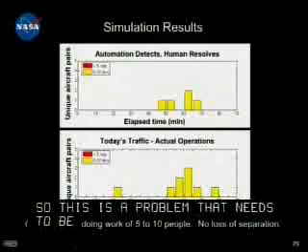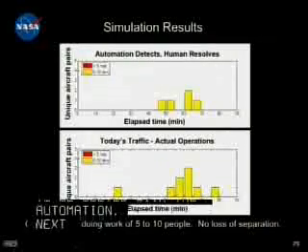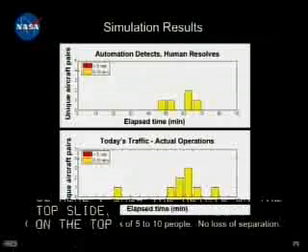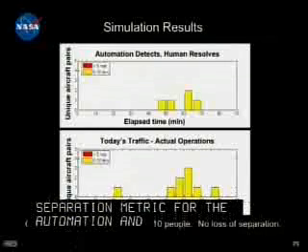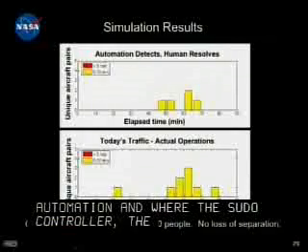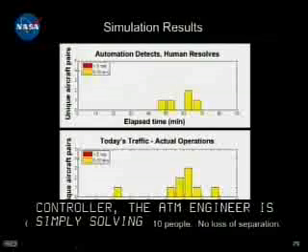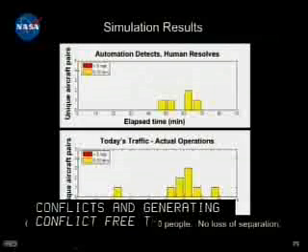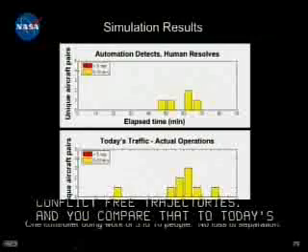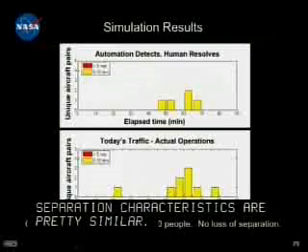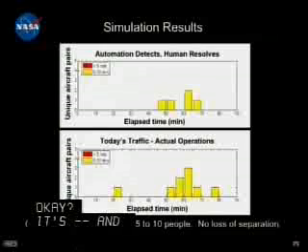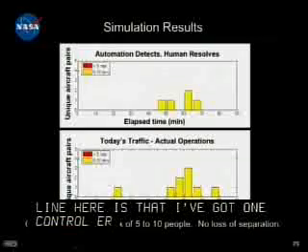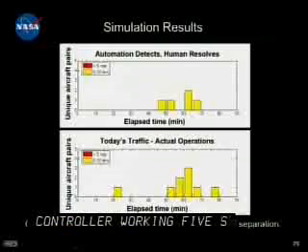Next slide. So here I show the metric. On the top slide, I show the separation metric for the automation, where the pseudo controller, the ATM engineer, is simply solving detected conflicts and generating conflict-free trajectories, and you compare that to today's operations, and the point is that the separation characteristics are pretty similar. Really the bottom line here is that I've got one controller working 5 sectors doing the work of 5 to 10 people using trajectory-based automations, and I don't have any losses of separation.